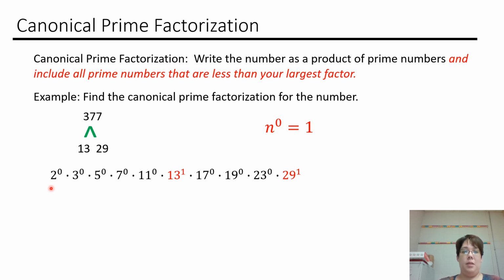So here is how this works out. I have all of these prime numbers. I had 2, 3, 5, 7, 11. There's my 13. I need it to be to the first power because that gives me this number right here. Then 17, 19, 23, and then I finally have 29. Now, that is canonical prime factorization. Notice that all of these ones that I didn't really need, I put to the 0 power, which is secretly just 1. So 1 times 1 times 1 times 1 times 1 times 13 is 13. Times 1 times 1 times 1 times 29 gives me my number of 377.